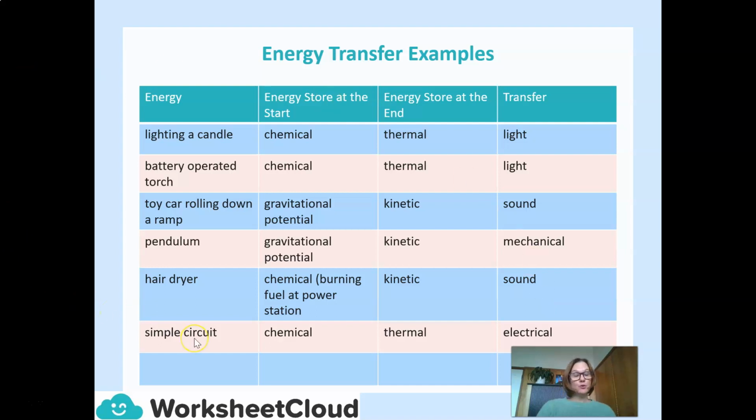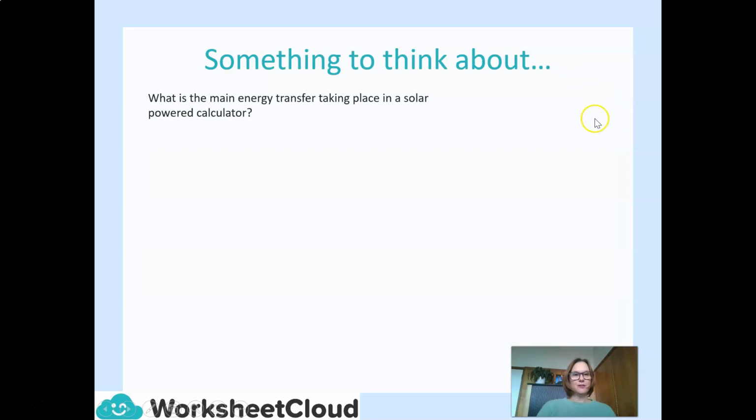A simple circuit, we all know, chemical energy from the batteries. Energy at the end, we do have thermal energy, heat energy, because obviously the wires are heating up, the light bulb's heating up, or whatever we have in our circuit, and the transfer is electrical energy in the system. Okay, grade 7s, just a few everyday examples.